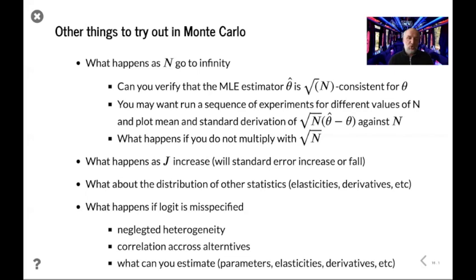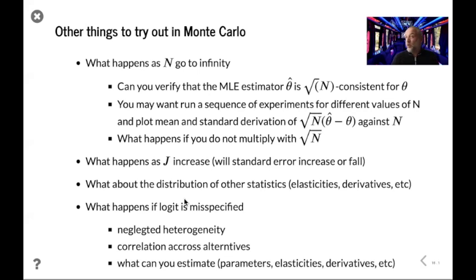What about the distribution of other statistics, like elasticities, derivatives, the log odds ratio? All the things you can calculate from this model, are they consistent? Are they asymptotically normal? Are the assumptions that we're making in order to make inference around them correct? Okay. What about if the logit is misspecified?